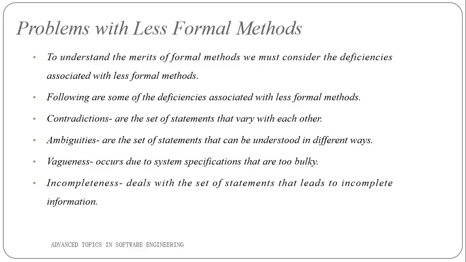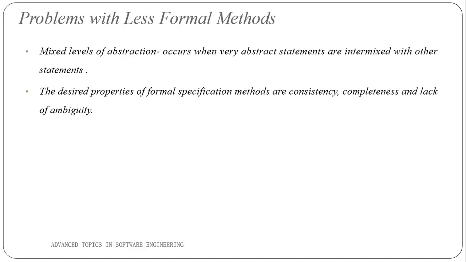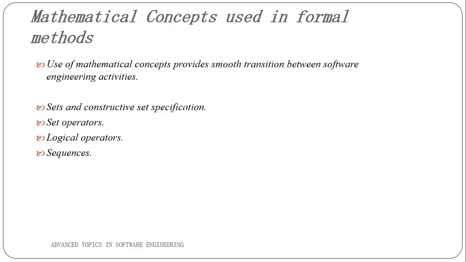Second are ambiguities. Ambiguities are sets of statements that can be understood in multiple ways. Third is vagueness. Vagueness occurs in the system due to its heaviness or bulkiness. And fourth is incompleteness, which deals with sets of statements that lead to incomplete information. So the desired properties of formal specification methods are consistency, completeness, and lack of ambiguity.